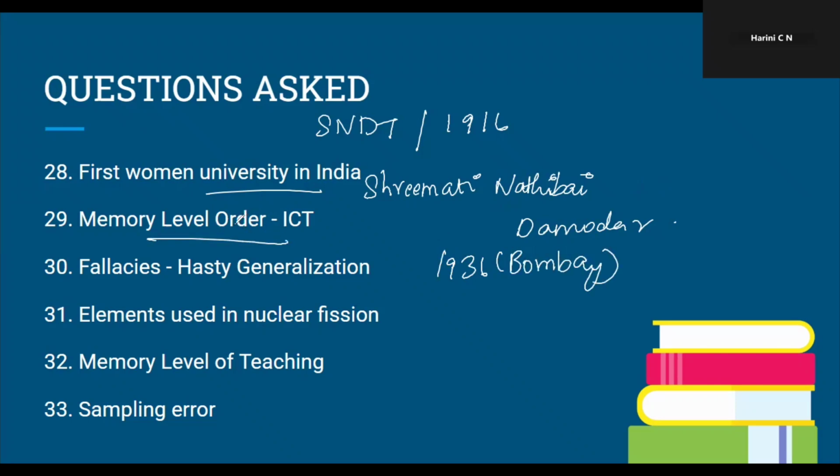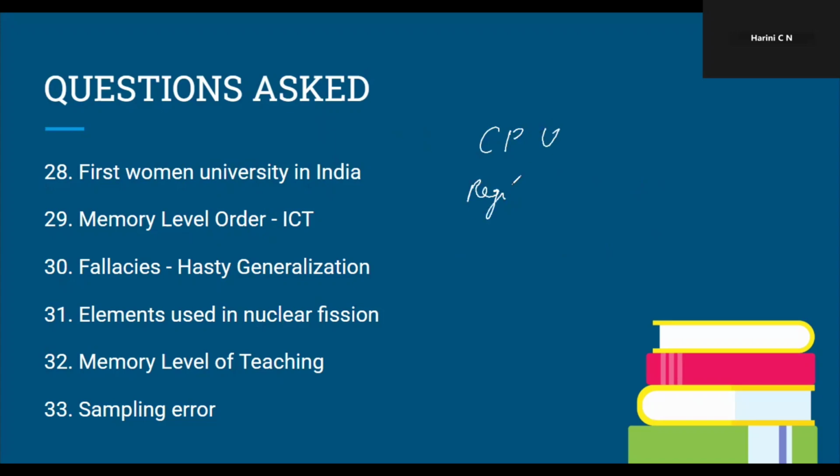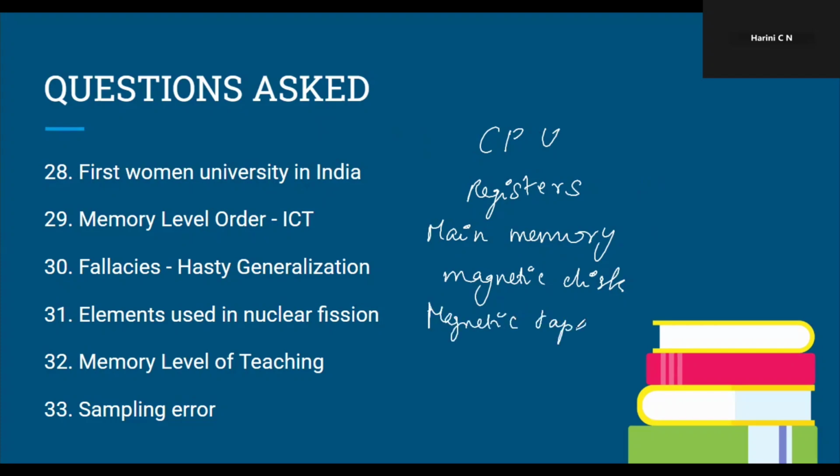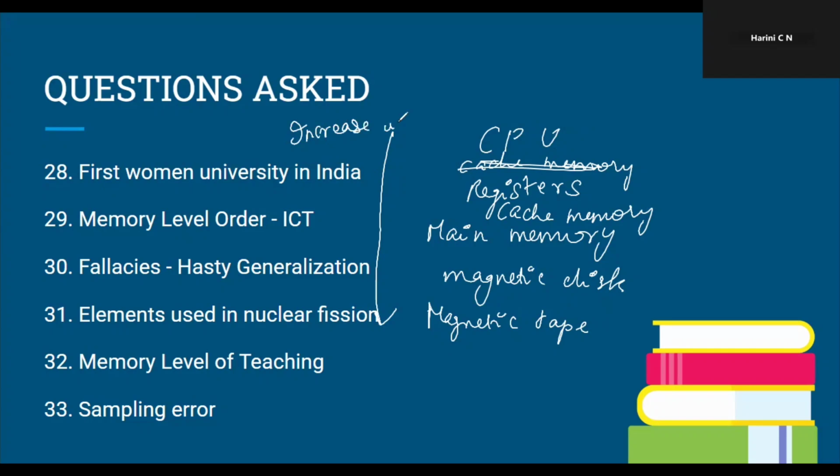Memory level order in ICT, they had given cache memory, CPU registers. We've done a lot of videos on the same. Main memory, magnetic disk, magnetic tape. After CPU, there is register and then cache memory. This is the order. If you see from top to bottom, there is an increase in capacity and access time, and the cost increases from down to top.